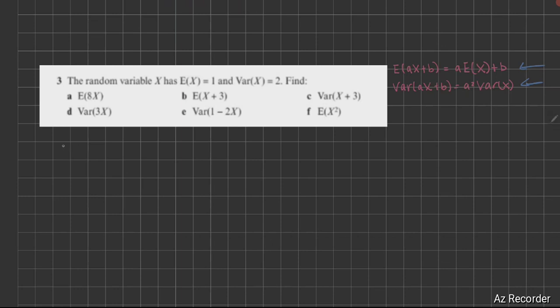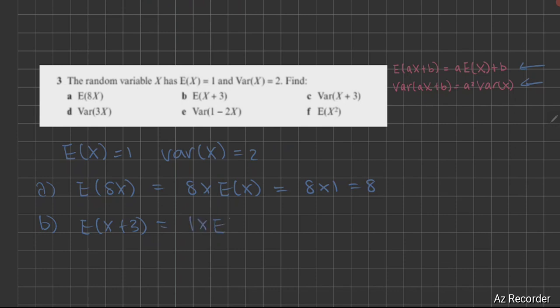Okay, so we're going through the answers. If E of x is equal to 1 and the variance is equal to 2, E of 8x would be 8 times E of x, which is equal to 8 times 1, which is just 8. For b, E of x add 3, the a value is 1, so 1 times E of x add 3 equals 1 times 1 add 3, which is 4.